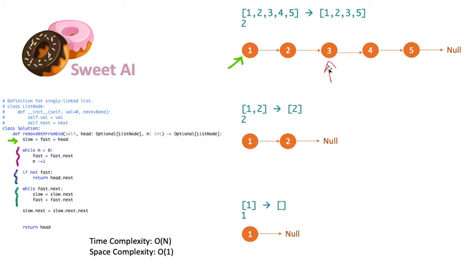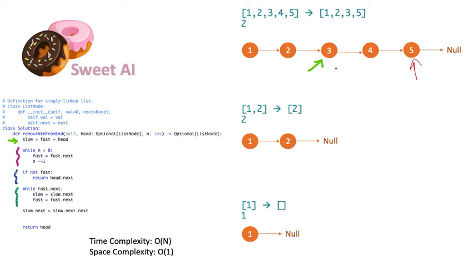So let's do that. Is the fast pointer dot next null? No, it is not. So I'm moving this one step forward and 1 step forward for this one. Is 4 dot next null? It is not. I'm going to move this 1 step forward and this 1 step forward. Is 5 dot next null? Yes, it is null. So we are done with the while loop.